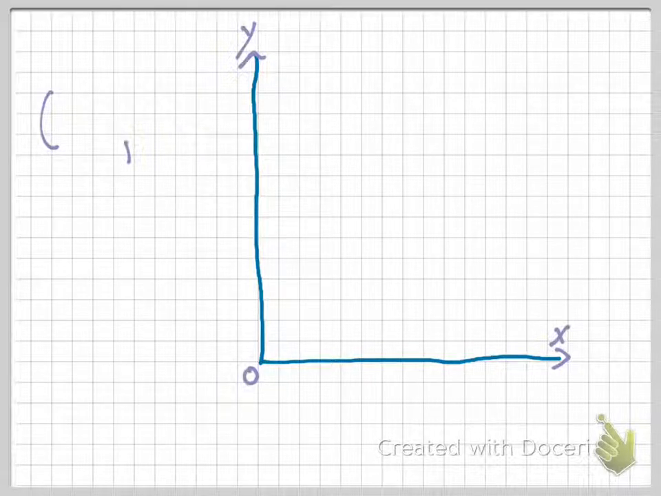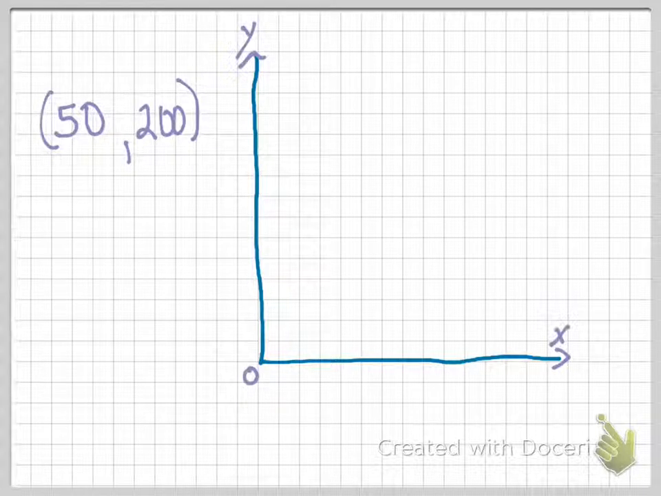But let's say you had something like 50, 200. Well, I don't have 50 lines over or 200 up, so I'd have to decide what my scale is going to be. So if my x-axis is going to be 50, let's see how many I have. I have 1, 2, 3, 4, 5, 6, 7, 8, 9, 10. So I could count by 5s. Let's see if that would work.